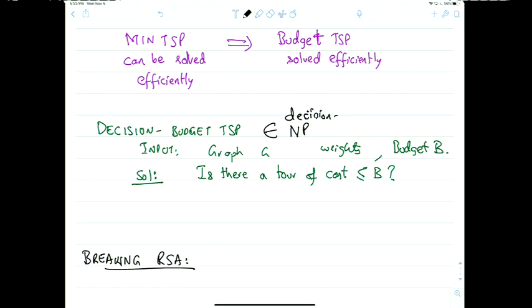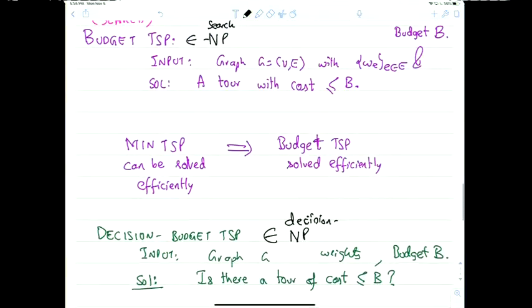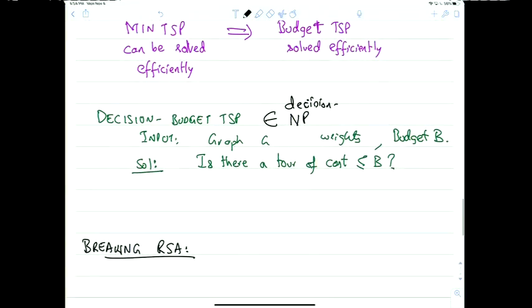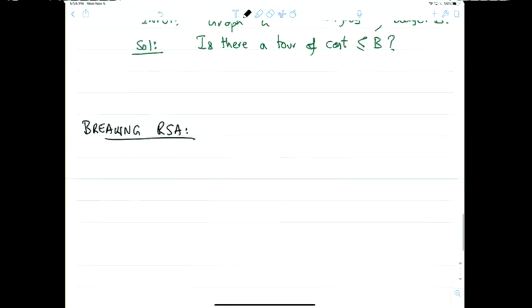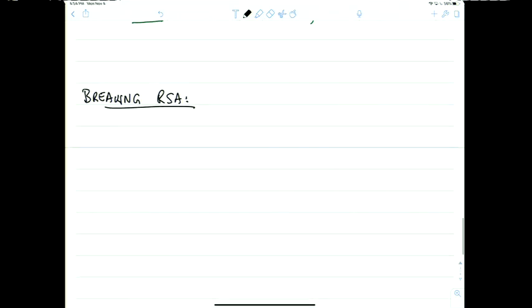They don't really matter so much for the basic story that we have. But it's good to know that there are 3 versions of the same problem that you can talk about, and these are all related. Okay? Okay. So I think we have about 5 minutes. Let me just show you why breaking an encryption scheme, like an RSA scheme, is also a problem in NP, and what that means. Okay?